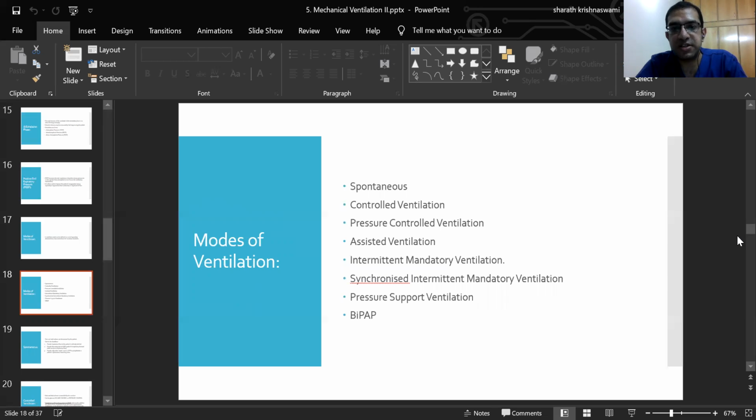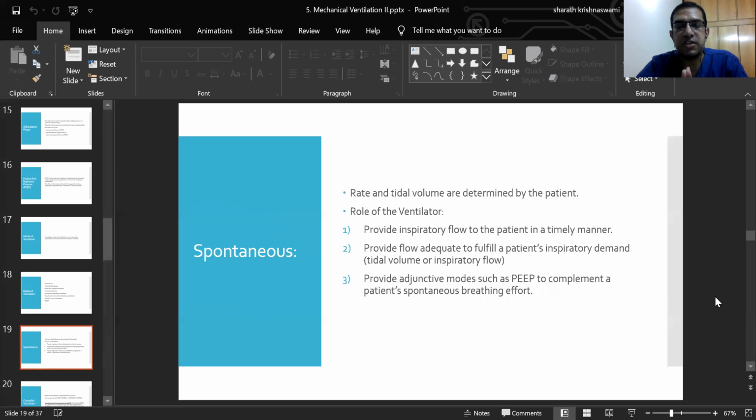There's intermittent mandatory ventilation, the synchronized intermittent mandatory ventilation. There's pressure support ventilation, and that is BiPAP, which is bilevel positive airway pressure. Now, what is spontaneous ventilation? This is when the rate and tidal volume is determined by the patient. The role of the ventilator is to provide inspiratory flow to the patient in a timely manner. It is to provide a flow that is adequate to fulfill a patient's inspiratory demand, which is the tidal volume or inspiratory flow, and provides adjunctive modes such as the PEEP to complement a patient's spontaneous breathing effort.